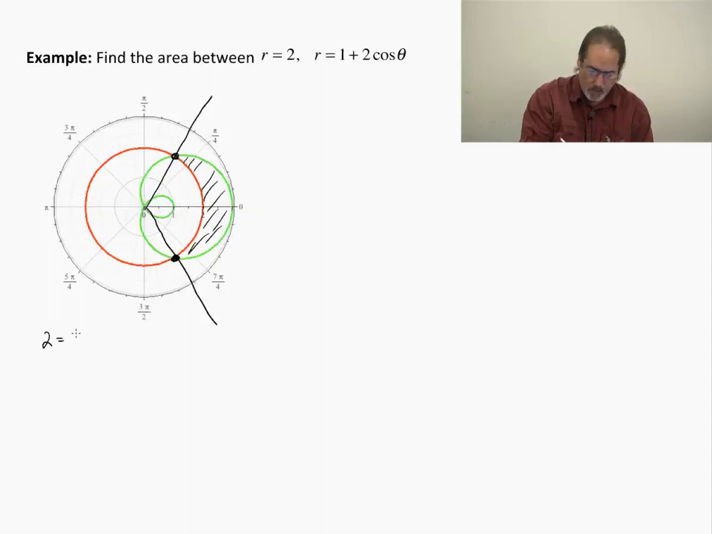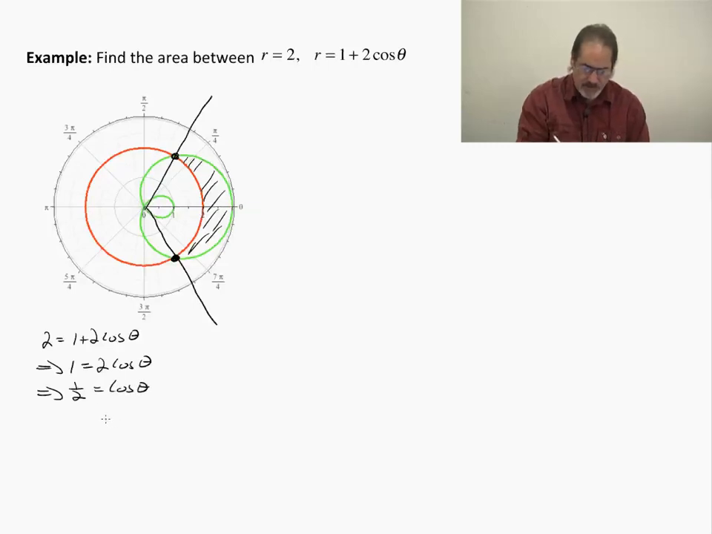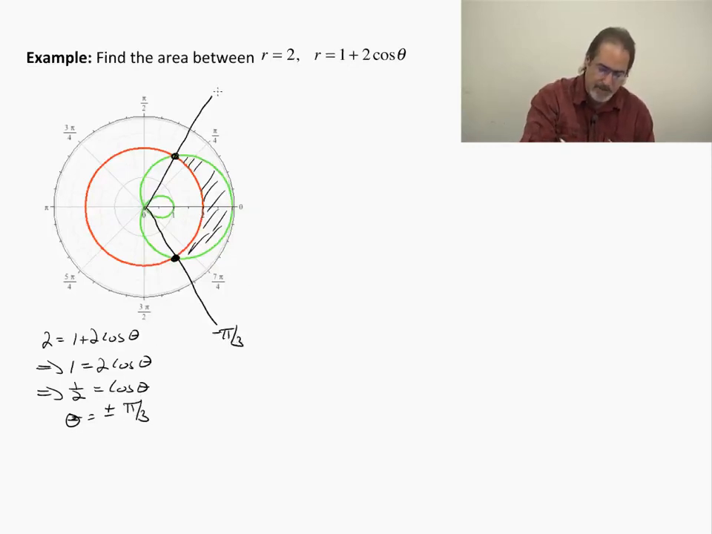2 equals 1 plus 2 cosine of theta. That implies that 1 is equal to 2 cosine of theta, which means that 1/2 is equal to cosine of theta. Now, cosine of theta equals 1/2 when theta equals plus and minus pi over 3. So this could be a negative pi over 3, and this would be a pi over 3. So if I start here, this will in fact trace out and give me that piece that I need.